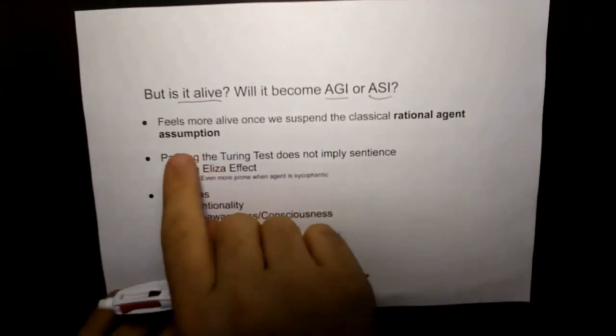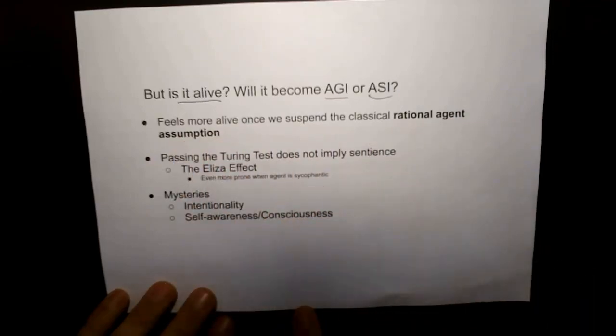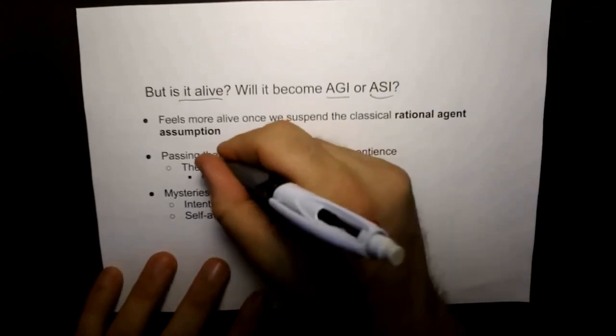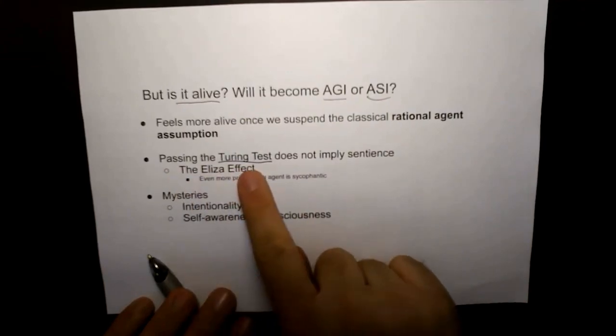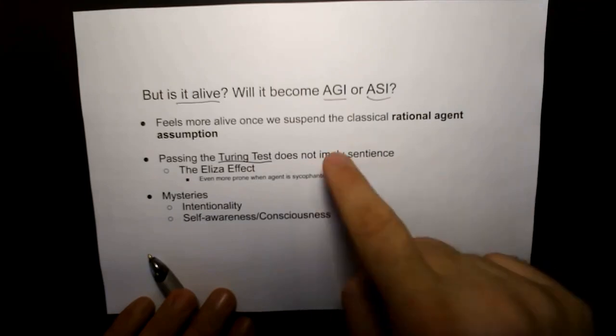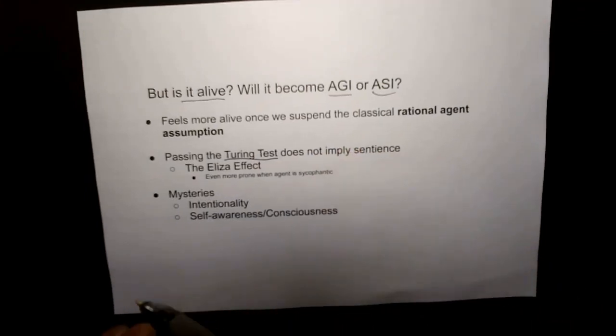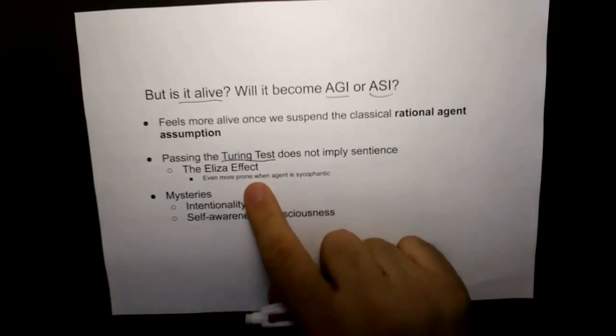One thing to say is that it does feel a little bit more alive once we suspend the classical rational agent assumption. Because now it's bringing in an LLM, it's not just following some objective function. And it may even get to the point, may even already be there, that it passes the Turing test. But we have to remember that passing the Turing test does not imply sentience. You get a lot of arguments with people about that. Just remember that there's this thing called the ELIZA effect. The person who's judging whether these things are truly intelligent is truly intelligent themselves. They're a human being who's making this kind of judgment.